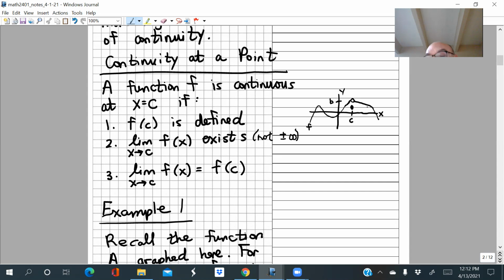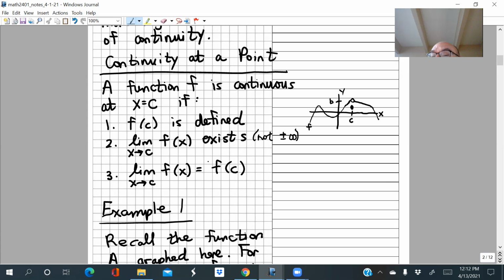So if I ask you, is this function continuous at x equals c, you can immediately say no. Intuitively you can see that it's not, Colin. But what's harder, if I ask you, well, formally, why is it not continuous?